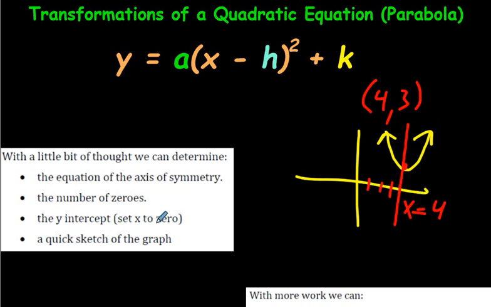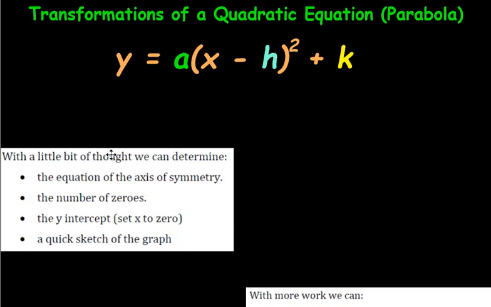The y-intercept, all you would do is set the x to 0. Okay, so you'd make x equal to 0 and multiply everything through, and you would have the y-intercept right over here. And a quick sketch of the graph, well, that's what I just did here. Okay, so with a little thought we could do that.